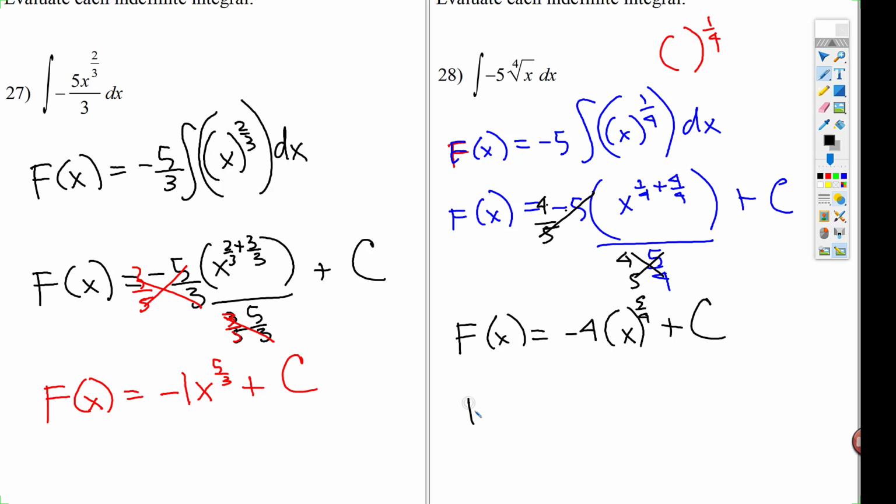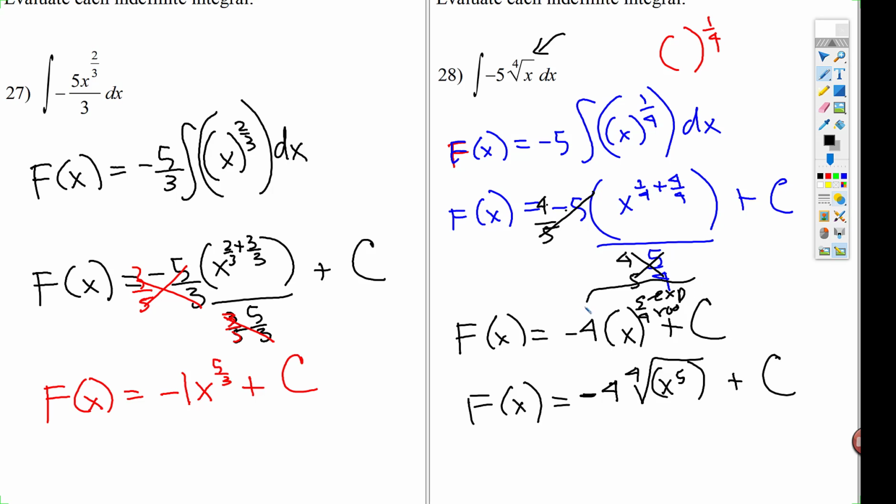plus c. The other way to write that, and some professors will want it written, is to rewrite this back as radicals. So 5 is the exponent, 4 is the root. So it'll be the 4th root of x to the 5th. Be sure to close the parentheses, then put the plus c. So this notation right here and this notation right there mean the exact same thing.